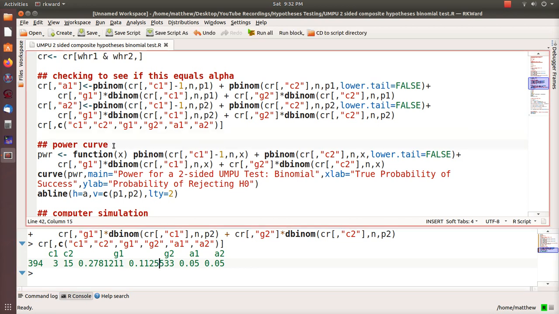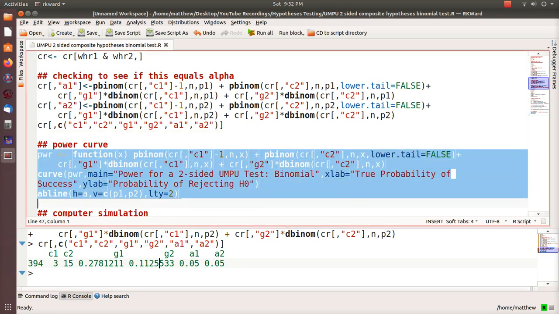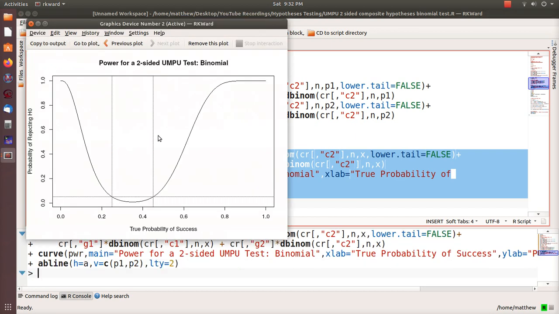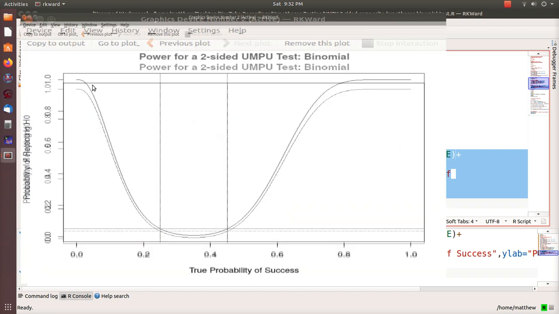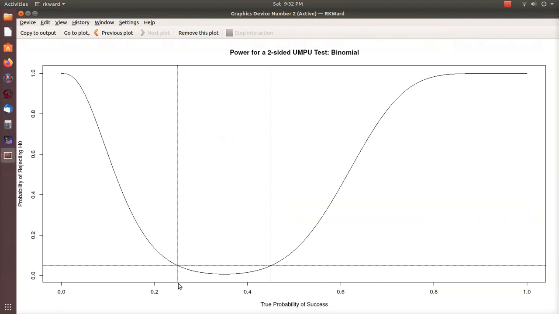And that's it. Let's look at the power curve and plot it. And so this is the power curve. The null is that we're between 0.25 and 0.45, and notice that the power curve is below the alpha 0.05 level. That's the horizontal line. And notice the power curve is above alpha in the alternative region. That's what makes it an unbiased test, and it is uniformly most powerful.